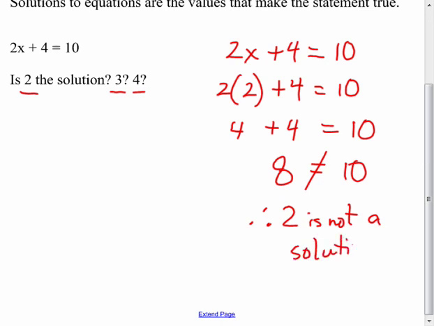And the question could go ahead and ask us to see whether 3 was or whether 4 was. You can probably see in your mind 2 times 3 is 6, 6 plus 4 is 10, so 3 would be the correct answer, 4 wouldn't work. Sometimes we have two numbers that might work, or more than that. And we'll see how we can solve equations to see how many solutions I could get.